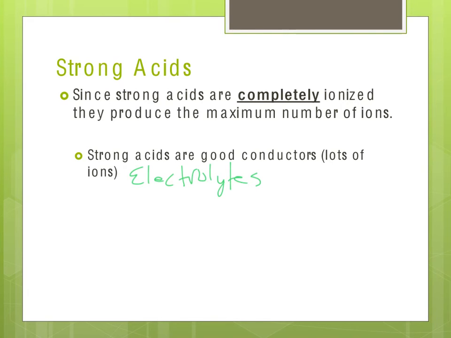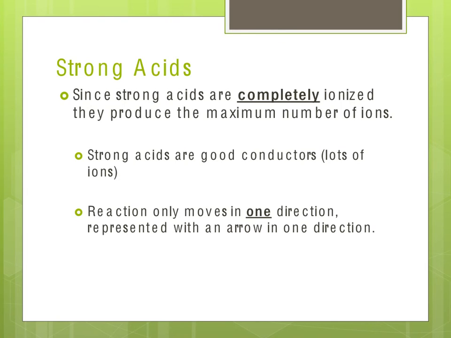Now when we write the equation for a strong acid, we have to remember that the reaction only goes in one direction. What that means is that when you put a strong acid in water, it is going to completely ionize and go all in one direction, and we represent that by using an arrow in one direction, as you saw me do earlier. The way that we normally do an arrow for a chemical reaction is simply one arrow pointing to the right.